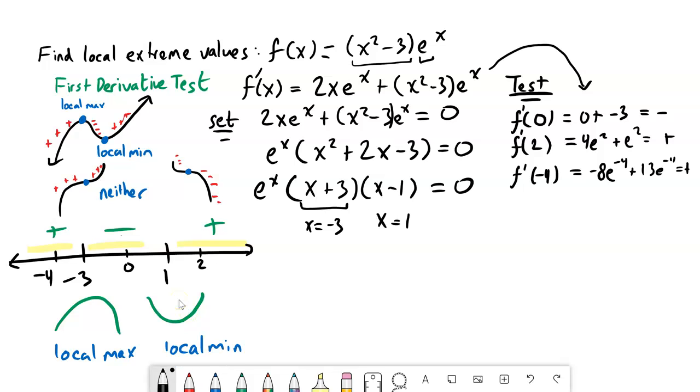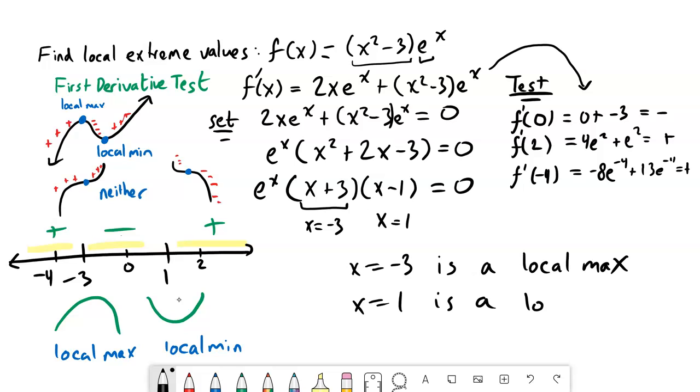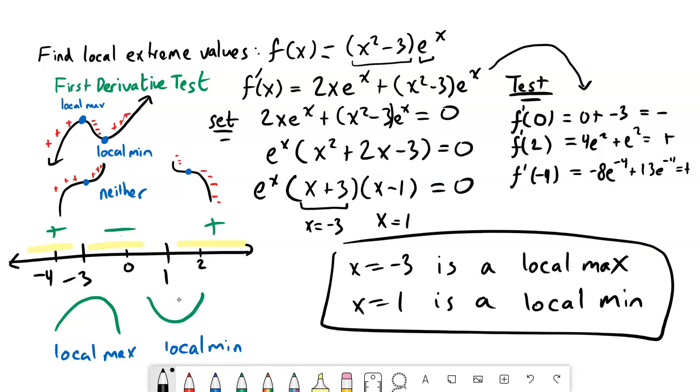In other words, x equals negative 3 is a local max, and then x equals 1 is a local min, using the first derivative test, and we are done. So, see the power of the first derivative test allows us to find maxes and mins of functions very easily, just by taking the derivative and knowing what signs they are based on the critical points. And that's the end of this video, or this example.